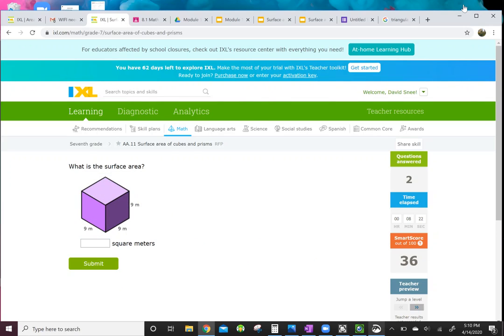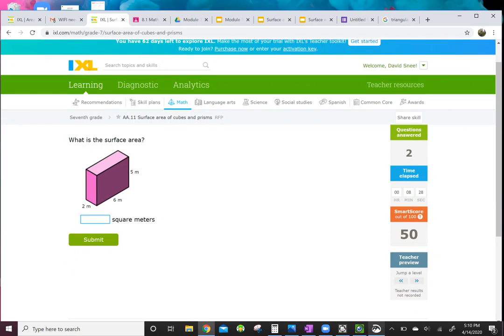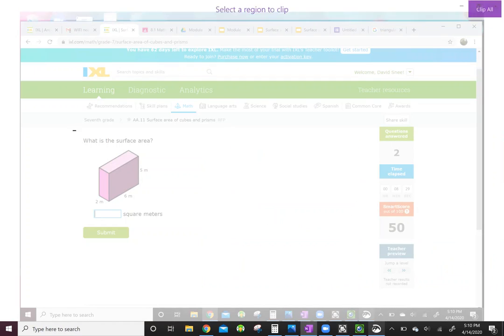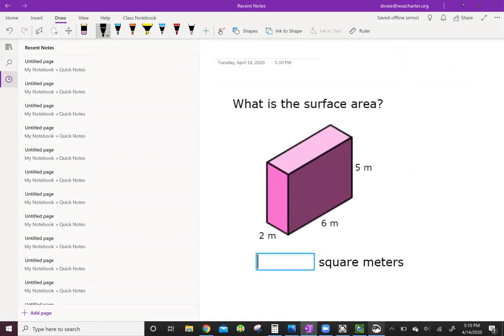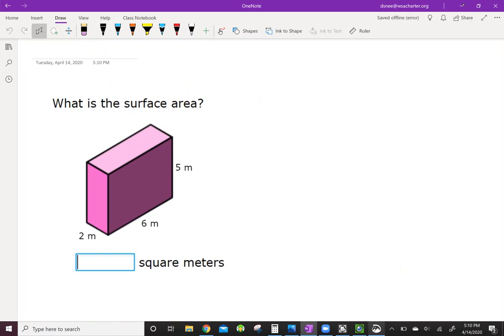Okay, I'm going to jump a couple levels here and see what we get to. Now it gets a little more difficult. It's not a cube, it's a rectangular prism. So I don't have 6 sides that are all exactly the same. So I can find the area of all my sides, right?